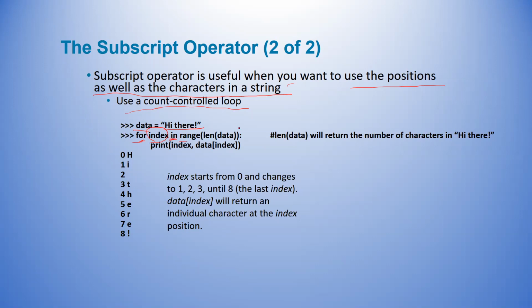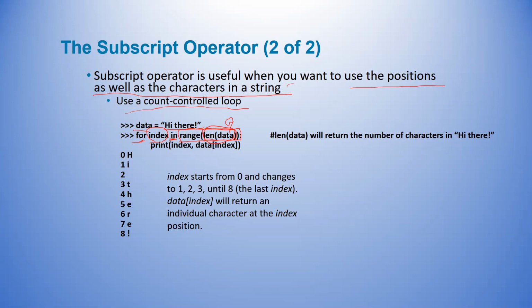Range, this will give you back a list, right? Range, len data. What does this give you, everybody? It's going to give you the total length of hi there. Yes, that's 5, 6, 7, right? Okay, 8, no, 9. Why did I count around? 1, 2, 3, 4, 5, 6, 7, 8, 9. Okay, this will give you 9, right? So len data will give you 9. So basically you are saying for index in range 9, okay?